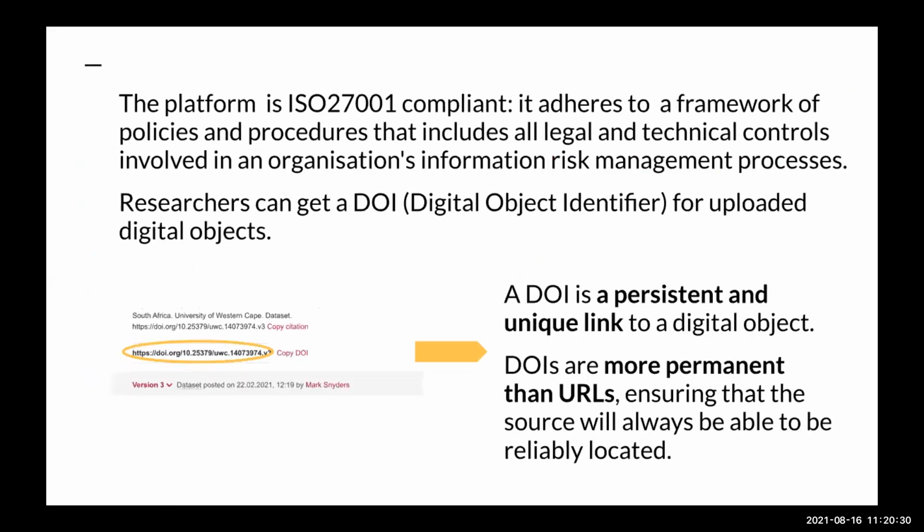Figshare, and therefore Kikapo, is what is known as ISO 27001 compliant, which means it adheres to a framework of policies and procedures that includes all legal and technical controls involved in an organization's information risk management processes. Researchers can get a DOI, a digital object identifier, for uploaded digital objects. This is a persistent identifier, and it's a unique link. DOIs are more permanent than standard URLs and ensure that the source will always be able to be reliably located.